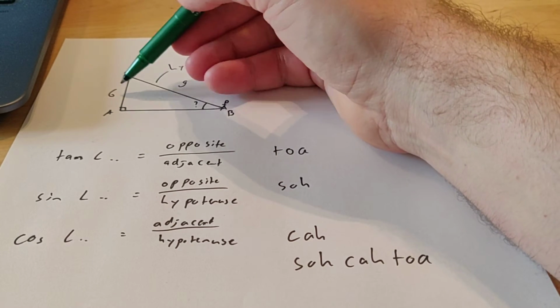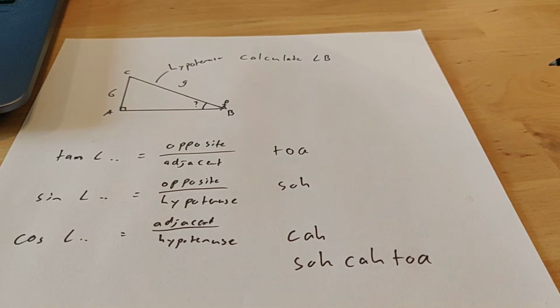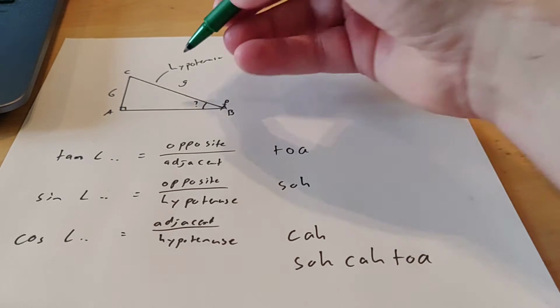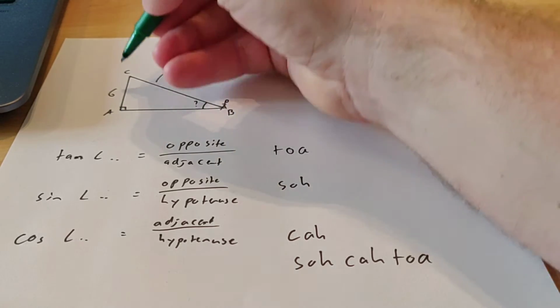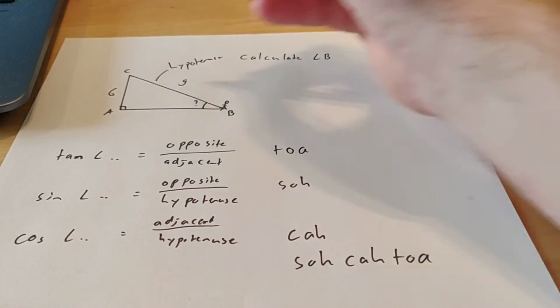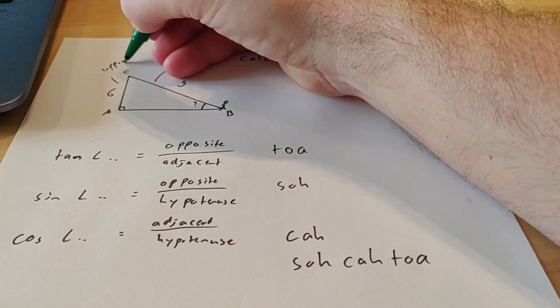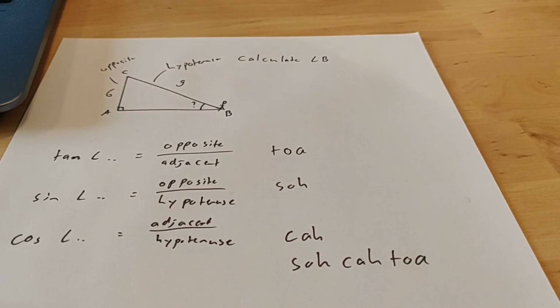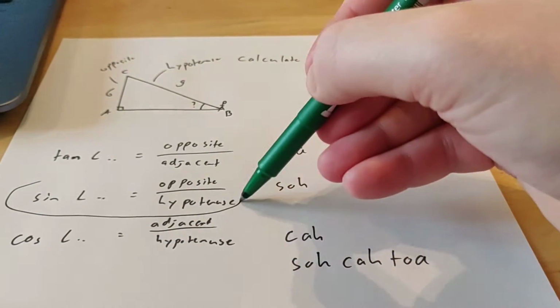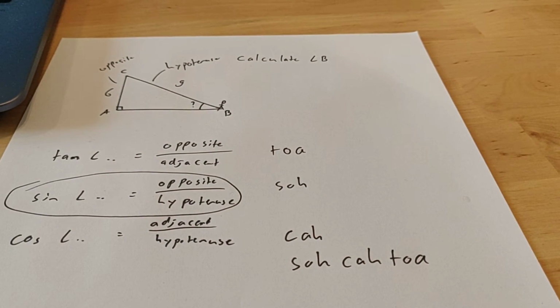And then these two are either the opposite side or the adjacent side, depending on which angle you want to calculate. If you want to calculate this angle, then this is the opposite side because it's on the other side. Right? So in this case, we use the opposite side and the hypotenuse. So that means that we have to use the sine, because the sine uses the opposite side and the hypotenuse.